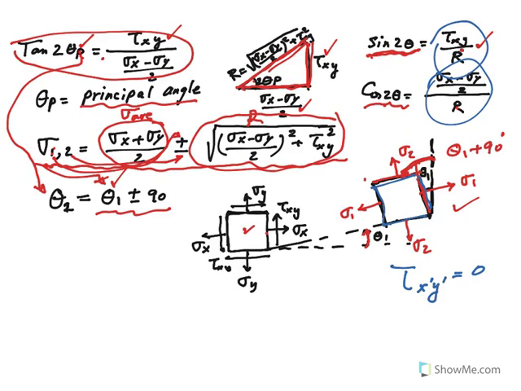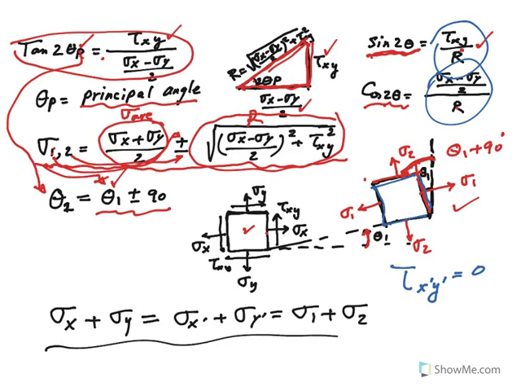Also notice that the invariant that we were talking about, sigma x plus sigma y equals sigma x prime plus sigma y prime, also applies here. It must be equal to sigma 1 plus sigma 2. And this is a good way to check your answer, actually. So hopefully I'll come back with an example of this. Maybe I'll use the same problem that I showed you for the transformation example. And we'll keep using the same problem so you see different versions of that.